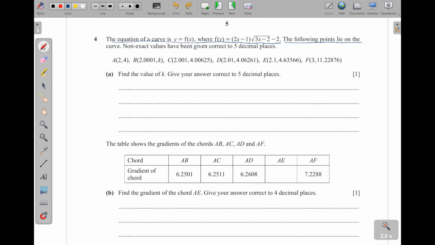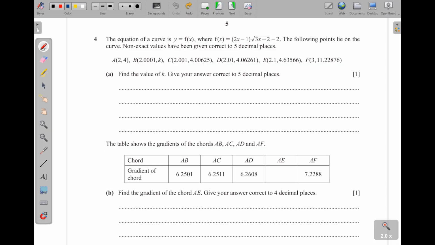Okay. Then, after that, they are saying part A, find the value of k. Give your answer correct to 5 decimal places. So, of course, this one is a y coordinate. So, if these points lie on the curve, that means their coordinates must satisfy the equation of that curve.